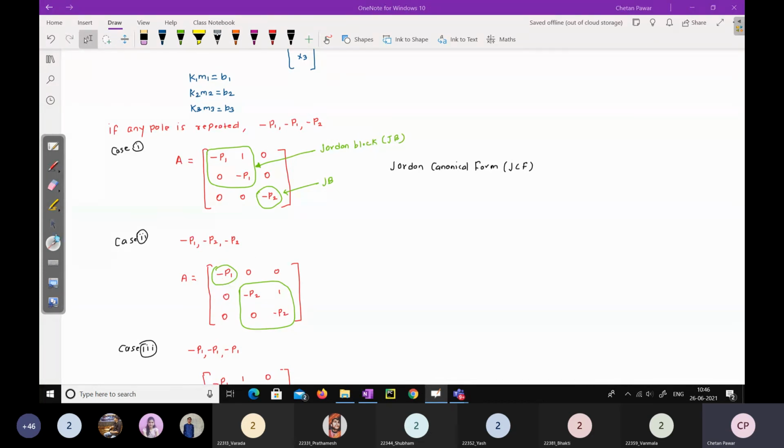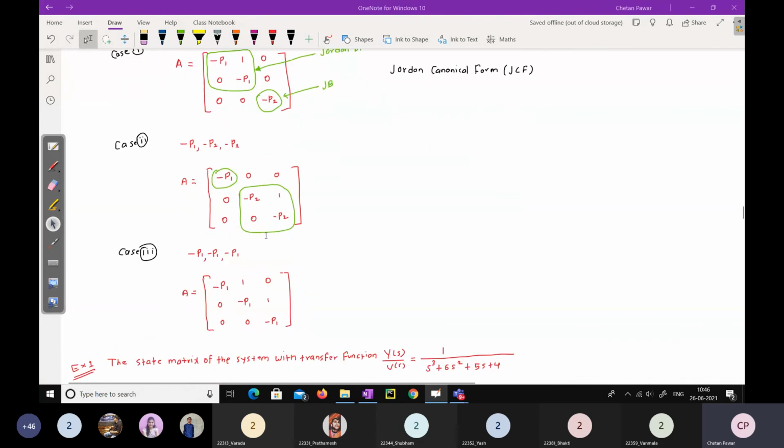Now, this is a third order system and all the poles are repeated. In that case, what will you do? So minus P1, 1, minus P1, 1, 0, minus P1. Okay. So just you need to put 1 in the next element in that particular row. Next element you should put 1: minus P1, 1, minus P1, 1. So the last element is minus P1. So there are 3 poles repeated. One pole is repeated 3 times. Okay. So minus P1, minus P1, minus P1, with 1, 1. In this way, the third case is there.